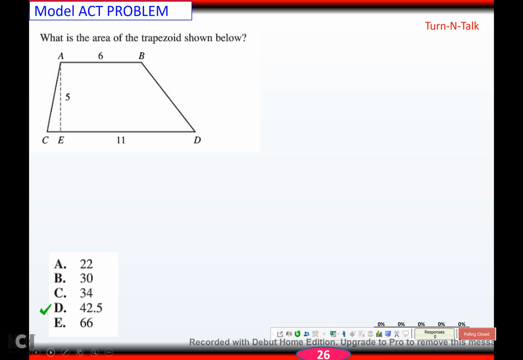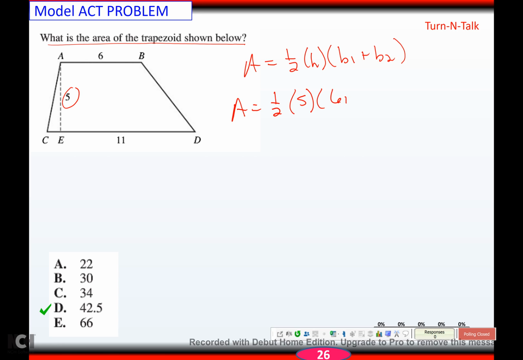And hopefully you got D. It says, what is the area of the trapezoid shown below? Area of a trapezoid is 1/2 times the height times the sum of the bases. So my area is going to be 1/2. My height is 5. Base 1 is 6 plus base 2 is 11. So my area is 1/2 of 5 times 17. Type that all in, you get 42.5 units squared.